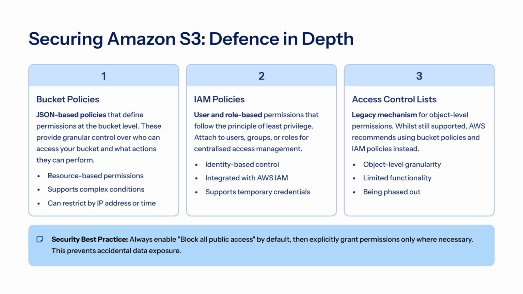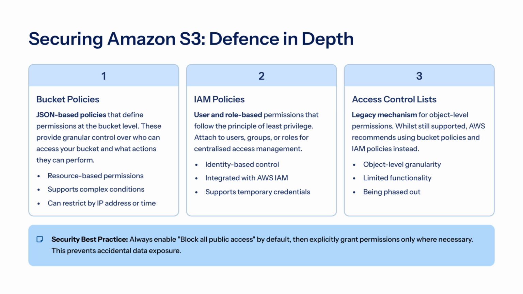IAM policies are identity and role-based. They follow the principle of least privilege, meaning you only grant exactly what is needed. You can attach these policies to users, groups, or roles, and they integrate with the rest of AWS IAM. For example, in an e-commerce company, the application role used by the website might have IAM permissions to read product images from a bucket, while a data engineering team role might have permissions to write logs or analytics results into another bucket.